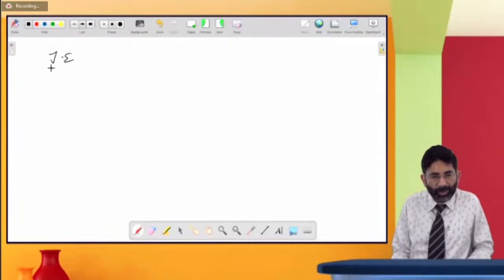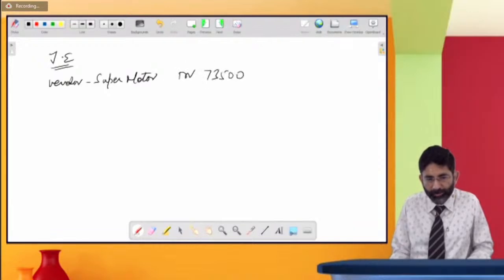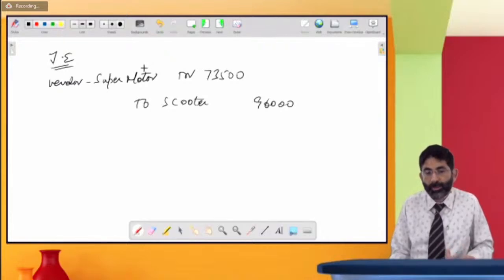Journal entry for it is: vendor account debit. Vendor is named Super Motors. Super Motors debit with 73,500 to asset account, that is scooter account. He has taken over with rupees 96,000, the value at which it has to be taken over, but he has not taken over at that value.